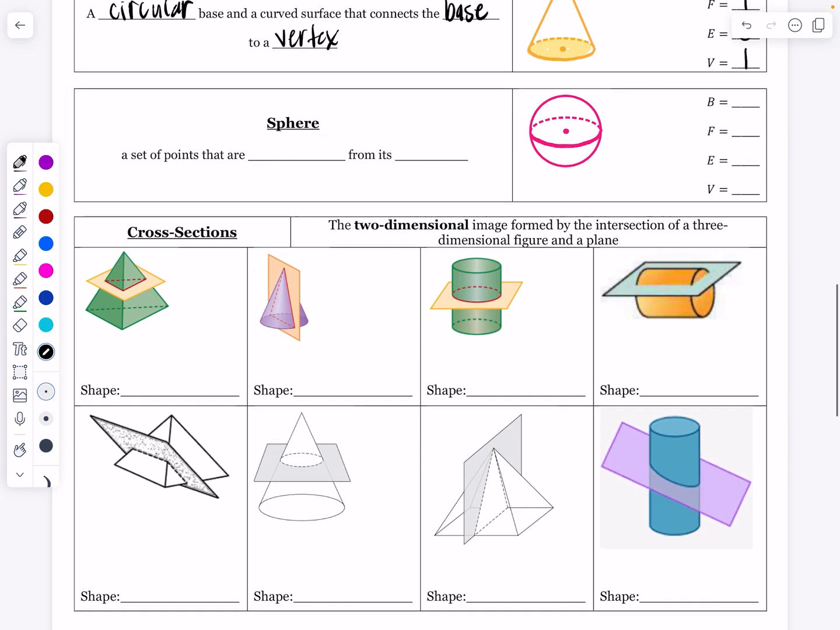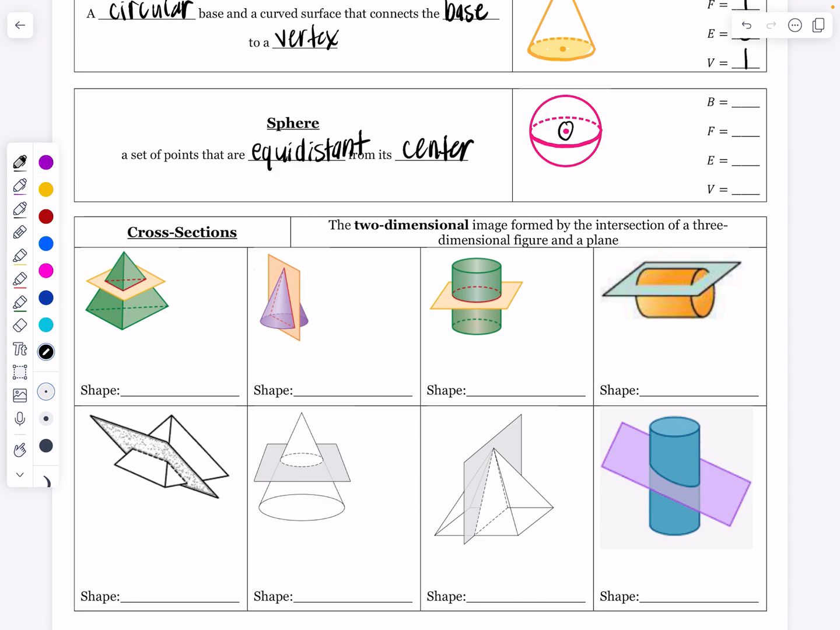So what is a sphere? A sphere is like a ball. It's a set of points that are going to be equidistant, which is just a fancy way to say equidistant from its center. So every single point on this ball is the exact same distance away from the center, which is in the dead center middle of that shape.